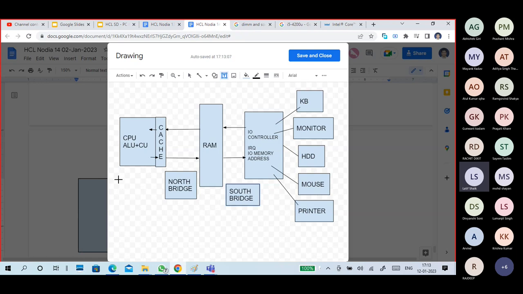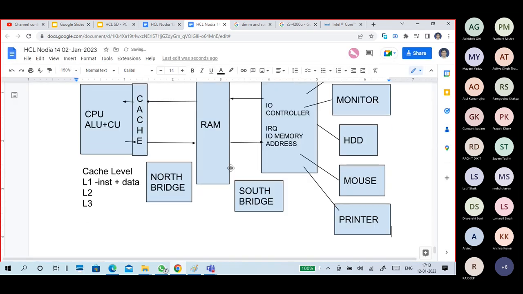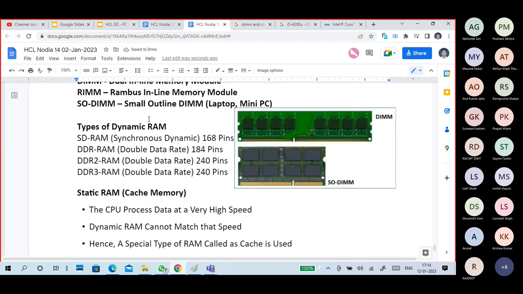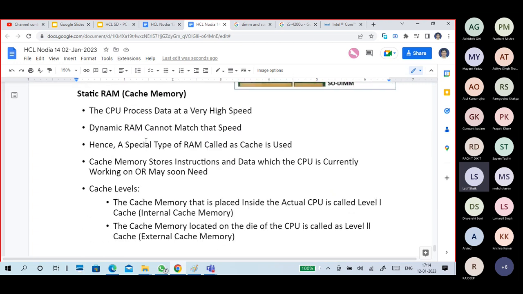And also I said there are levels of caches, right? L1 cache. We have an L2 cache and an L3 cache. These are three levels of caches. And in a cache also there is an instruction cache and a data cache. So these are the simplest few points.